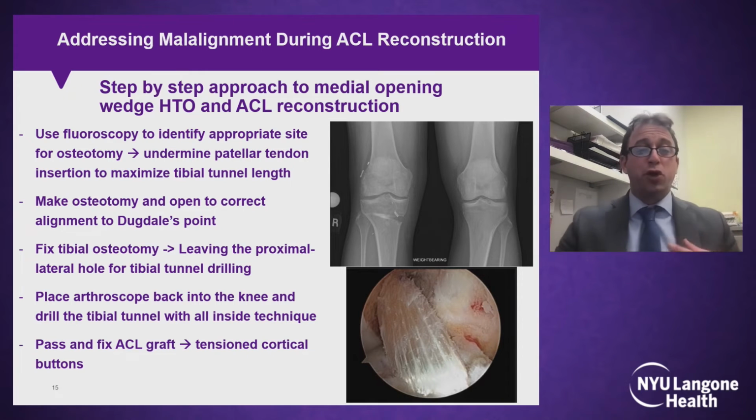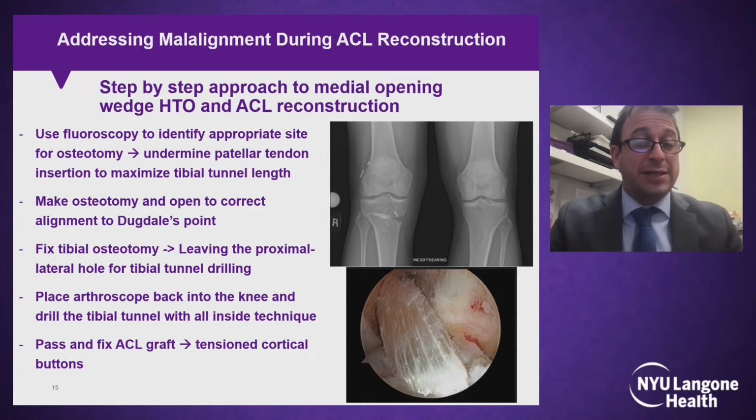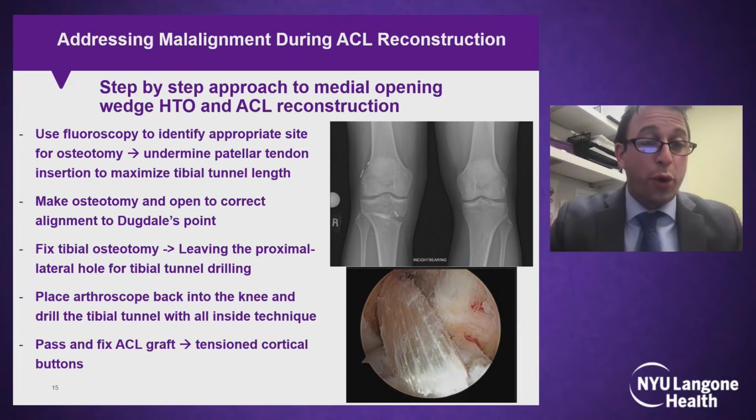So like we said, we're going to utilize fluoroscopy throughout this high tibial osteotomy technique. We're going to identify the appropriate site for the osteotomy. And one of the pearls of this technique is you want to undermine the patellar tendon insertion on the tibial tuberosity to maximize your tibial tunnel length. We'll make that osteotomy. We'll open it to correct alignment to Dugdale's point. We're then going to fix the osteotomy, like we said, leaving that proximal lateral hole for tibial tunnel drilling.